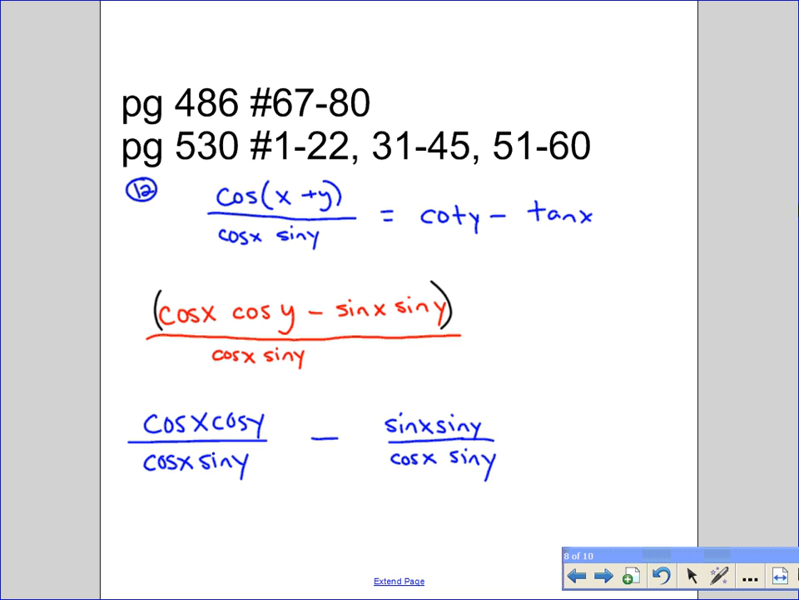Now because it's one complete fraction, you can let that cancel. And now you can let that cancel. So you're left with cosine over sine, your quotient identities. Cosine over sine, cotangent of y, minus sine over cosine, tangent of x. That's what you're looking for.